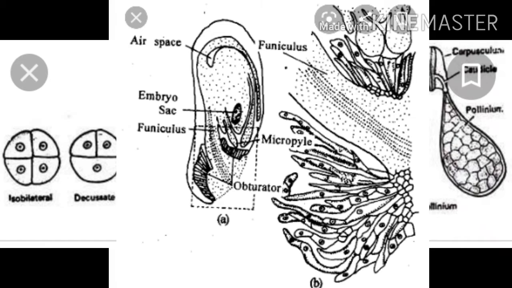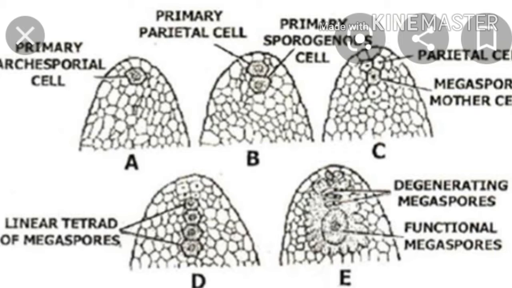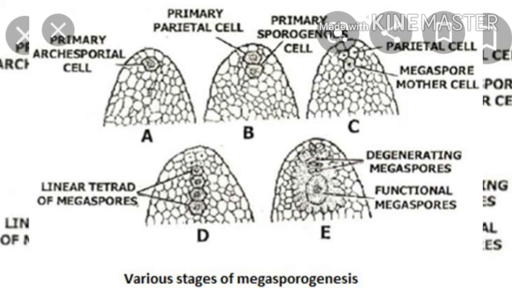Now I am talking about megasporogenesis. A single hypodermal cell in the nucellus functions as the archesporium. It can be differentiated from other cells by its larger size, dense cytoplasm and large nucleus. The archesporial cell may directly function as a megaspore mother cell or it divides periclinally forming two cells. The outer is primary parietal cell and the inner is primary sporogenous cell. The latter functions as a megaspore mother cell. The primary parietal cell after division forms parietal tissue.